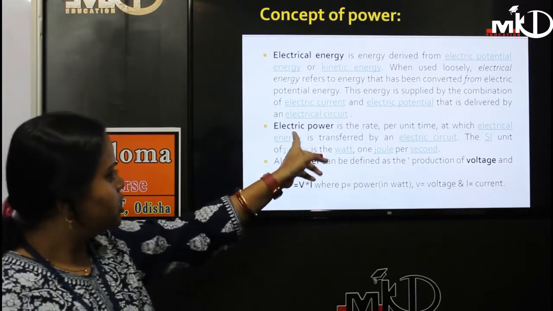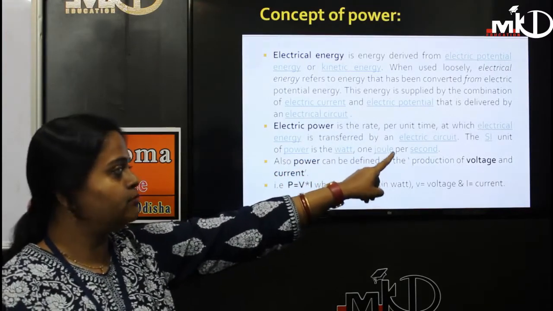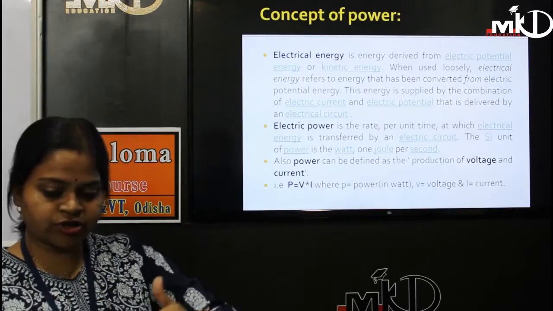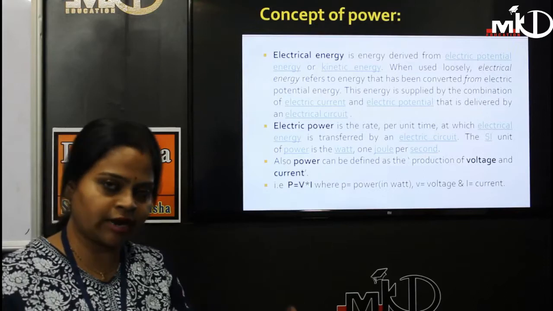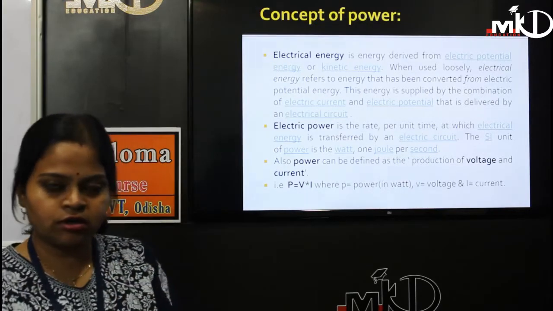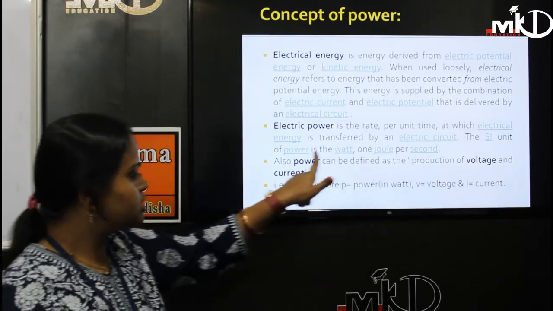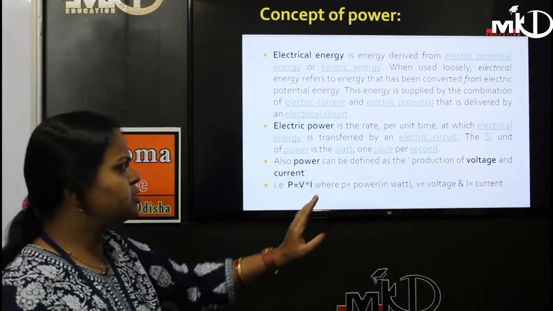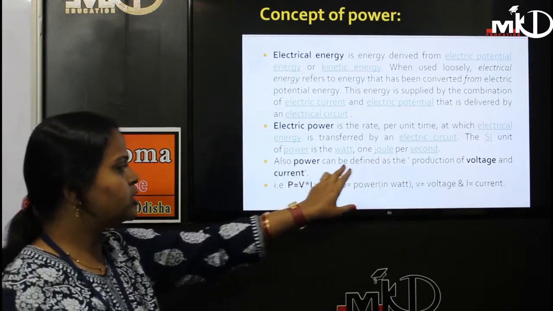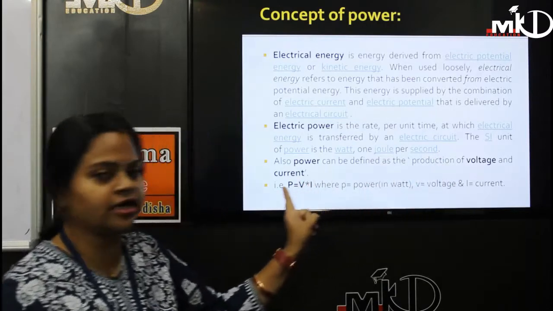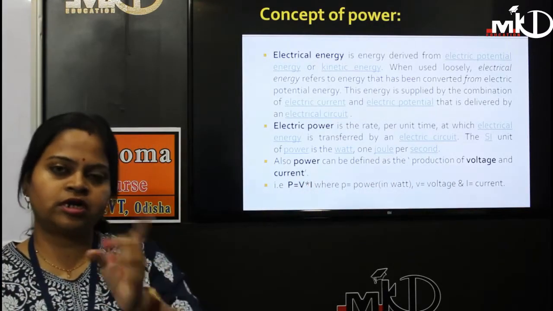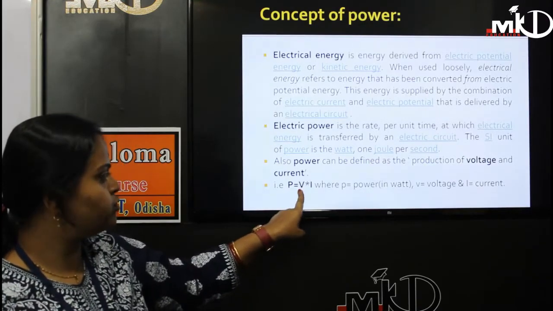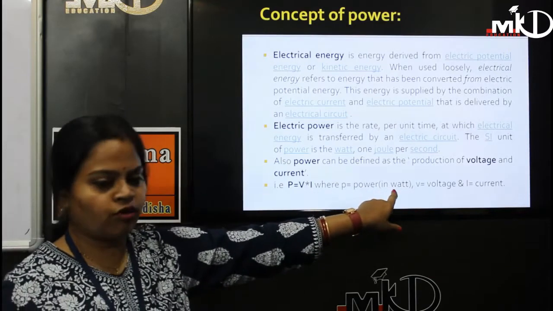So electrical power is the rate, per unit time, at which electrical energy is transferred in an electrical circuit. How much energy is transferred when we provide a battery or voltage and the current flows. Its unit is watt or joule per second. Or simply, in electrical terms, power can be defined as the product of voltage and current. If we multiply total circuit voltage into circuit current, that is P. P is equal to V into I, and the unit is watt.